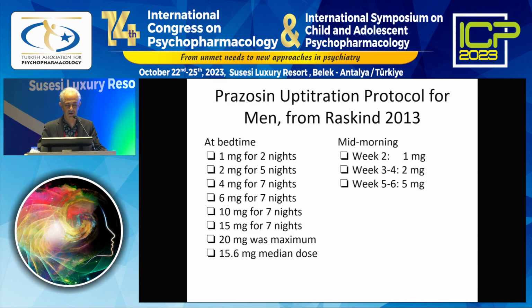Because that clinician doesn't know what's on this slide, that you're only supposed to stay with 1 milligram for 2 nights. Then for the second week, you go to 4 milligrams. For the third week, 6. For the fourth week, 10. Meanwhile, you're graduating to higher size capsules. Comes in 2s and 5s. 15 and 20 was the maximum in this particular study by Raskin 10 years ago.